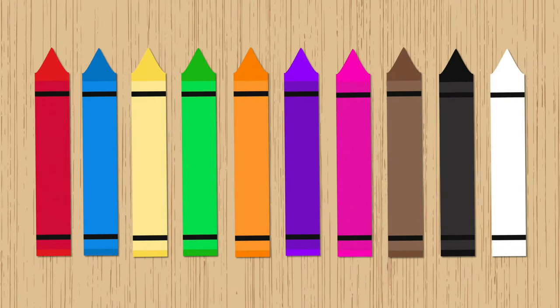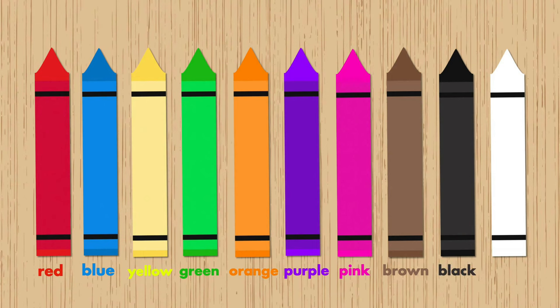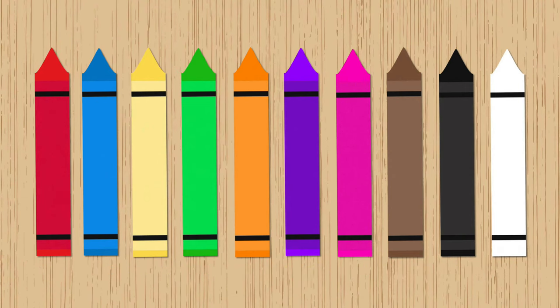Oh, look! All the colors that we just learned. Do you still remember them? Let's see. This is red. This is blue. This is yellow. This is green. This is orange. This is purple. This is pink. This is brown. This is black. This is white. One more time.